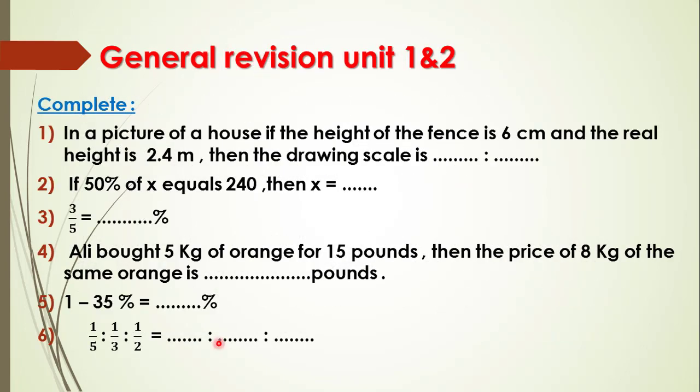Complete: in a picture of a house, if the height of the fence is 6 centimeters and the real height is 2.4 meters, then the drawing scale is, we have here 6 centimeters, that is the drawing length. We have here the real length, 2.4 meters, it means 240. I'll multiply by 100 because I said before we should use the same units. So here we have drawing length over real length, it means 6 over 240. So with simplifying, it will become 1 over 40 or 1 to 40.